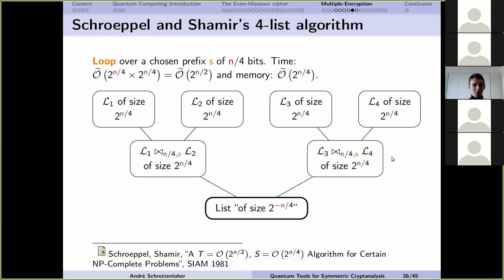And next, you're looking for a collision between them. But of course, if you didn't choose the right prefix s, this collision doesn't happen. It only happens when s is the right prefix. There are 2 to the n over 4 choices, and you have to repeat that for all of them. But this means that for all of these 2 to the n over 4 choices, you have basically 2 to the n over 4 computations to make. And so the total time is still the same as before. But the memory is reduced because instead of being a large meet in the middle problem, it becomes a little meet in the middle problem between 2 lists of size 2 to the n over 4.